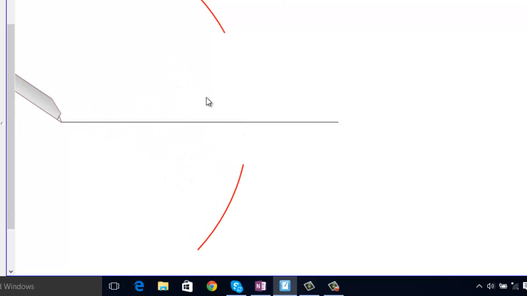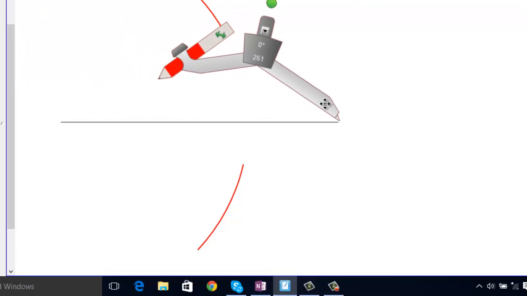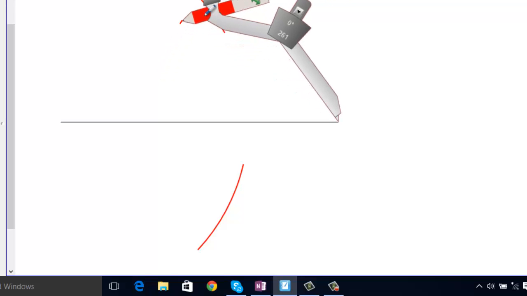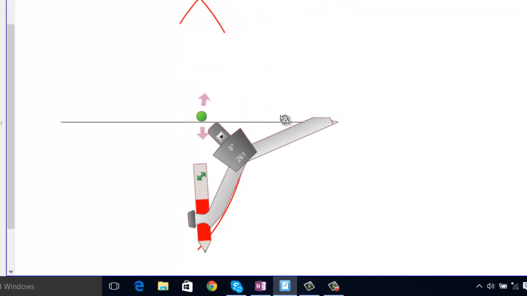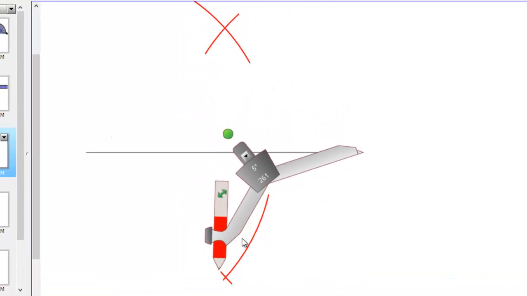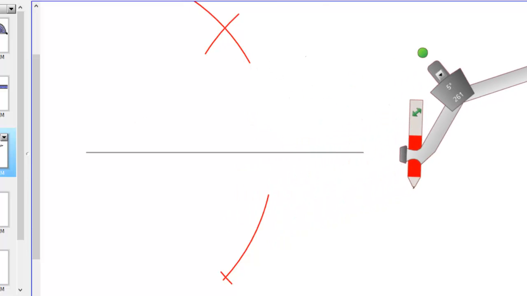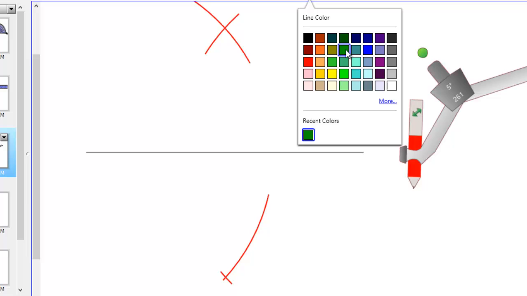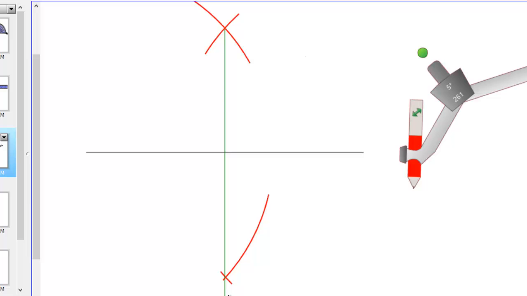Now I switch only the metal point to the other edge without changing the opening, and all I have to do is to draw the curve, and from the other side below to draw another curve. Now if I join the 2 points with a green line, this green line is going to be a perfect perpendicular bisector to this segment. I'm going to adjust it a little bit to make sure that it passes through the intersection of the 2 dots, approximately. So I have the 90 degree.